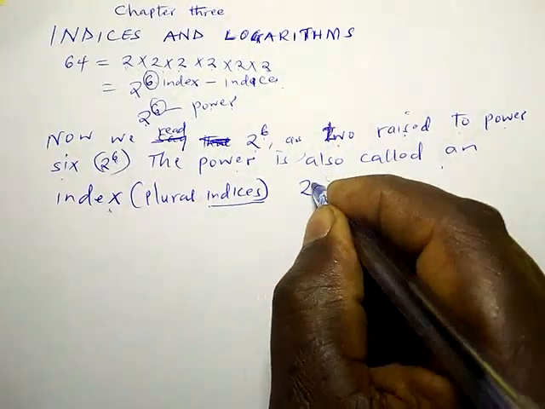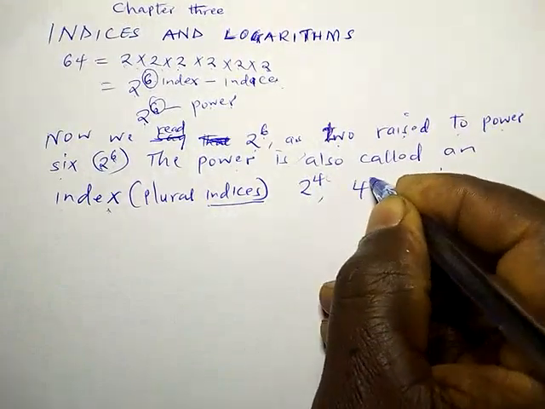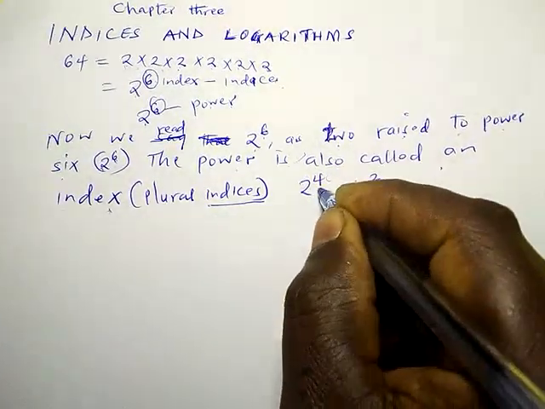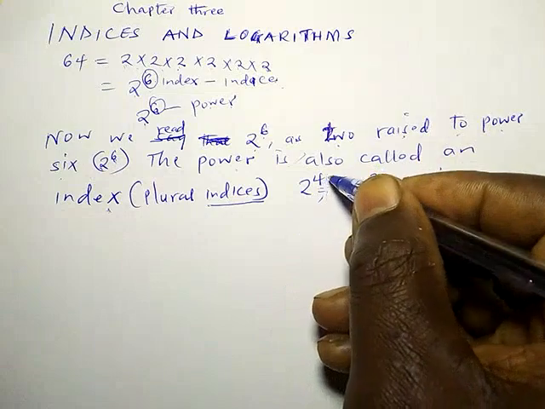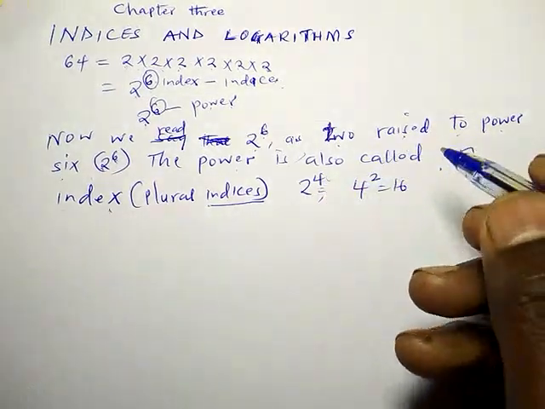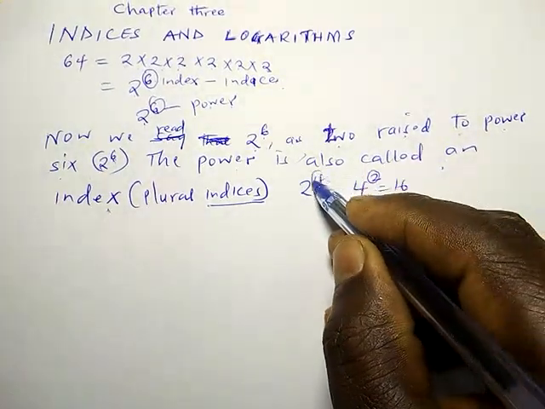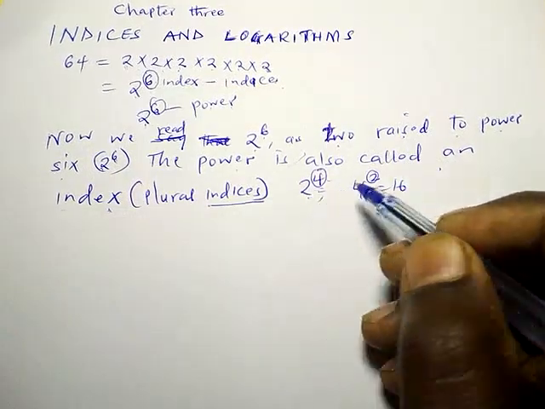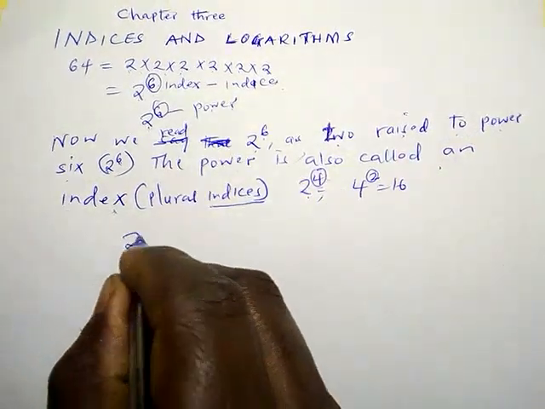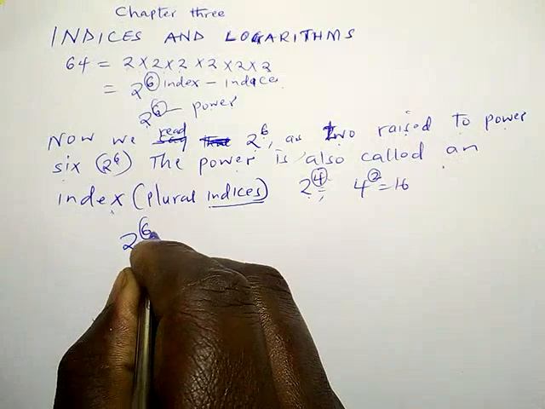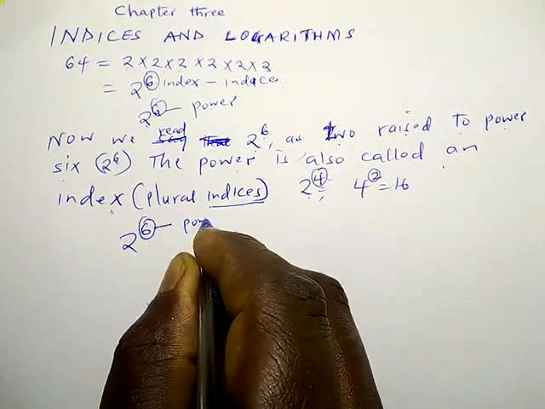So 2 raised to power 4. 4 raised to power 2. The answer here is 16. So this is the power of this number. Now 2 raised to power 6. This number here is called the power.